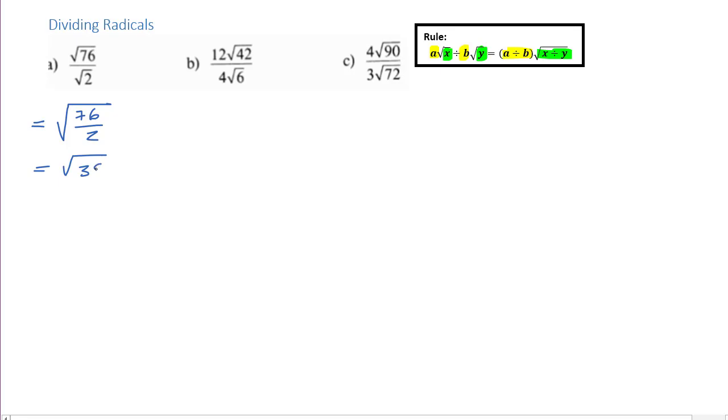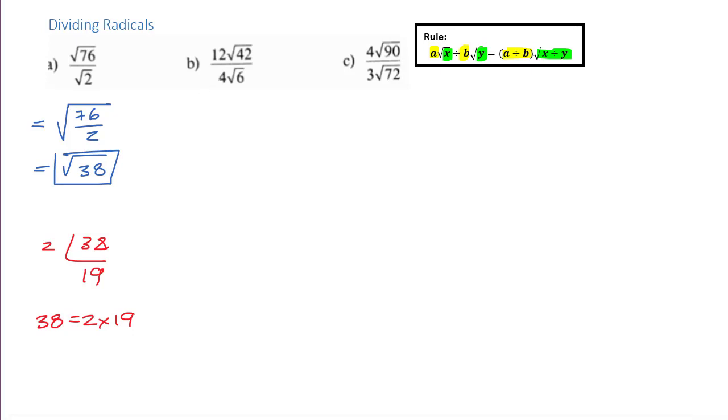Now, if you want to double check, can you prime factorize 38? The answer is no, but let's just show why. If you have 38 and you divide it by 2, you get 19, right? So that's as far as you could break 38 down to. 38 is equal to 2 times 19. Nothing else you can do with that. So this is as simple as it gets. So we're just going to leave it as the square root of 38. Just a basic starter example. All right, let's look at the next one here.